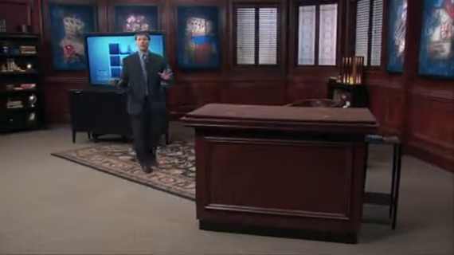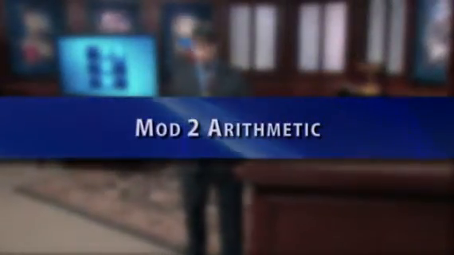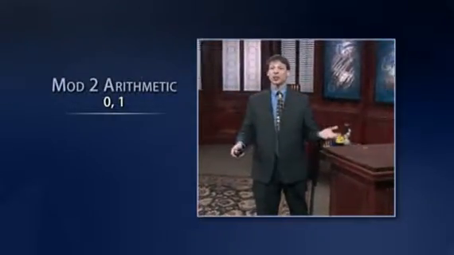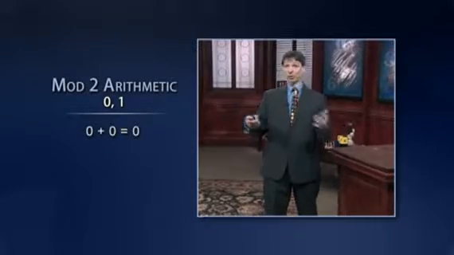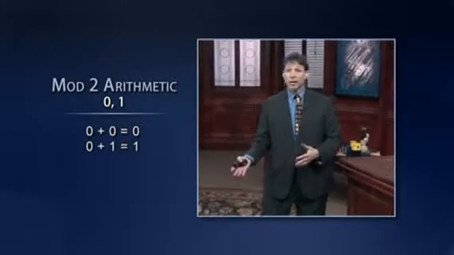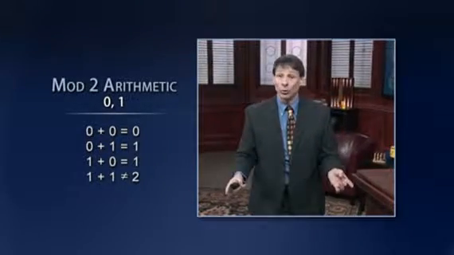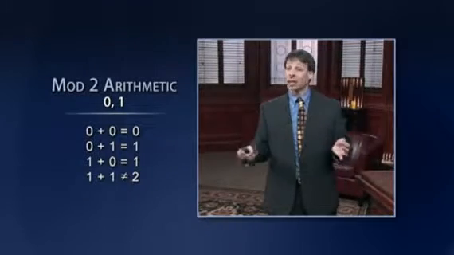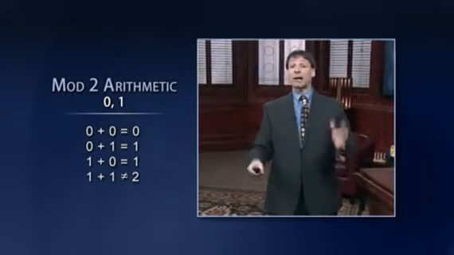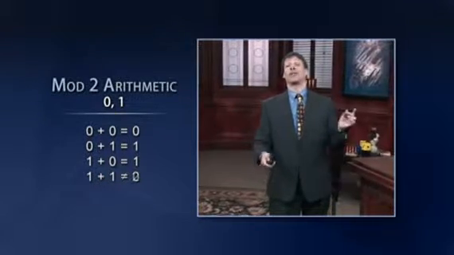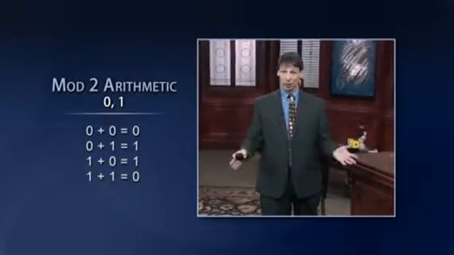To clarify this situation, it's time to introduce what mathematicians call mod 2 arithmetic. With mod 2 arithmetic, there are just 2 numbers, 0 and 1. For the most part, addition works in the usual way. 0 plus 0 is 0, 0 plus 1 is 1, 1 plus 0 is 1, but 1 plus 1 is not 2, since the number 2 is not in our original number system. We only allow 0 and 1. As a result, with mod 2 arithmetic, we have 1 plus 1 equals 0.